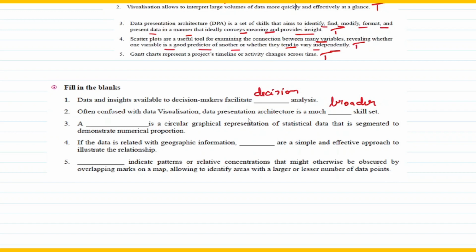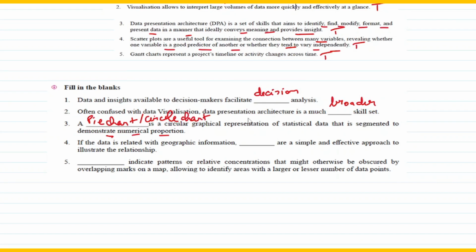A dash is a circular graphical representation of statistical data that is segmented to demonstrate numerical proportion. What is that? I guess you remember. The answer is pie chart. Pie chart is also called as what? It is also called as circle chart. So please don't get confused. Something we have discussed in the last chapter. Pie chart or circle chart, it's one and the same. It's basically a circular graphical representation of statistical data.